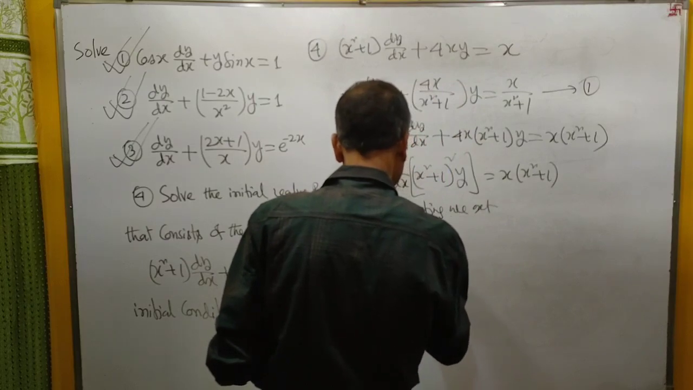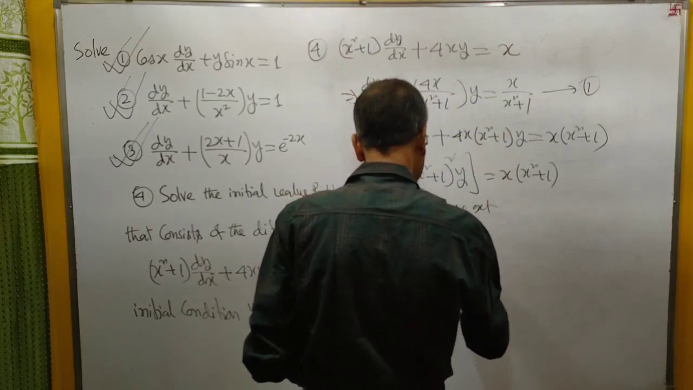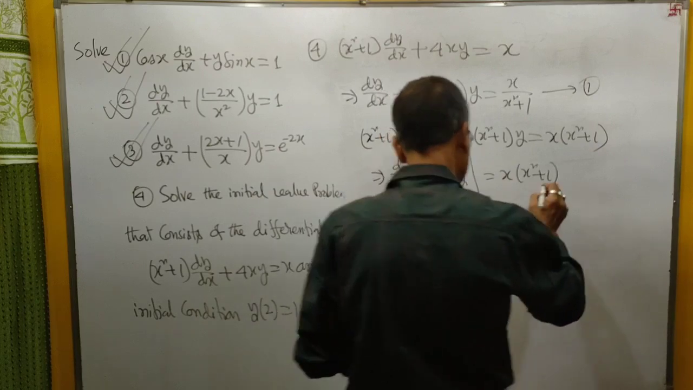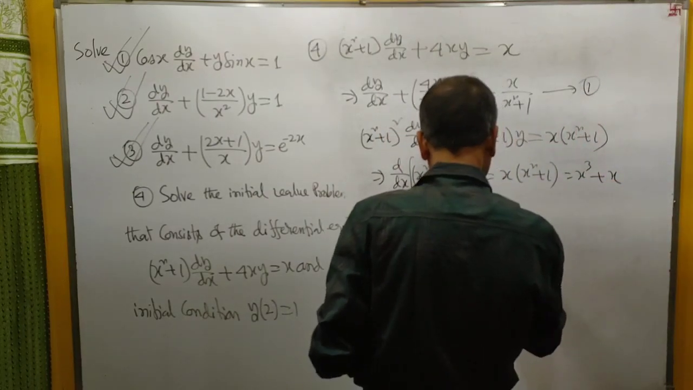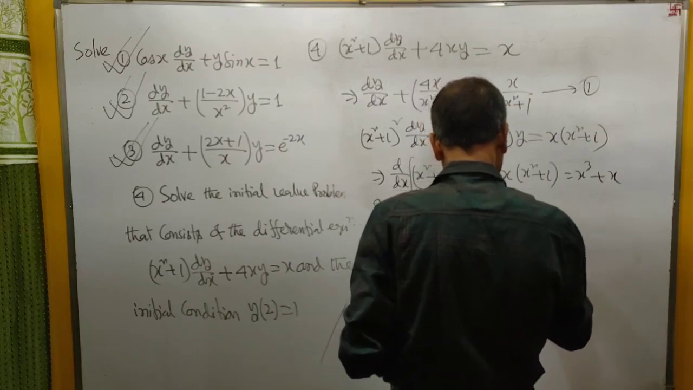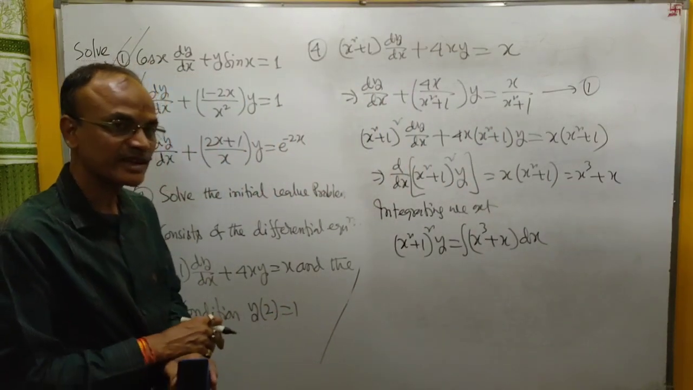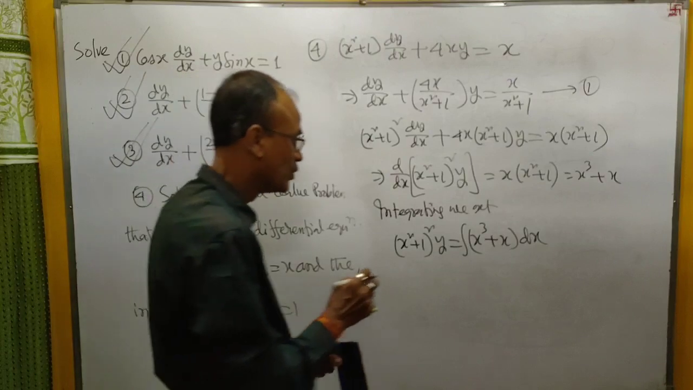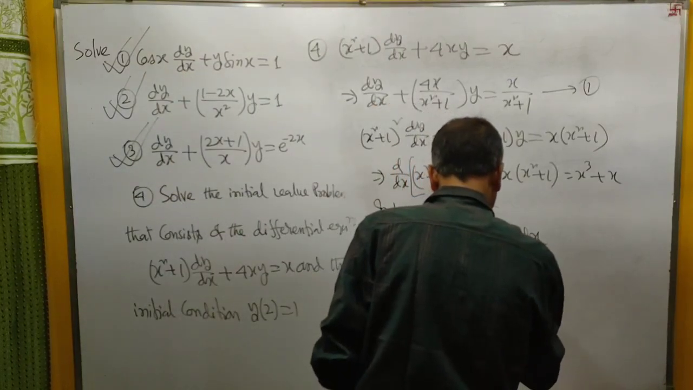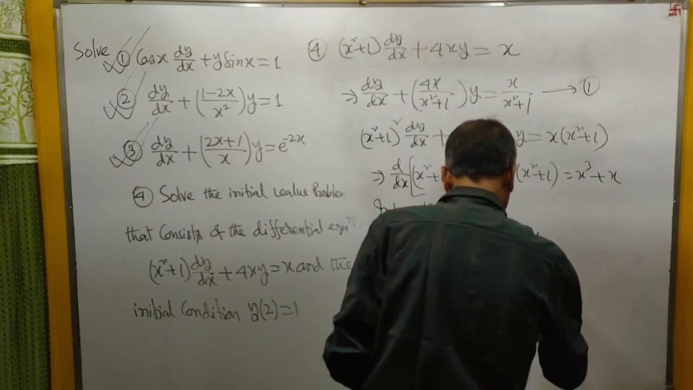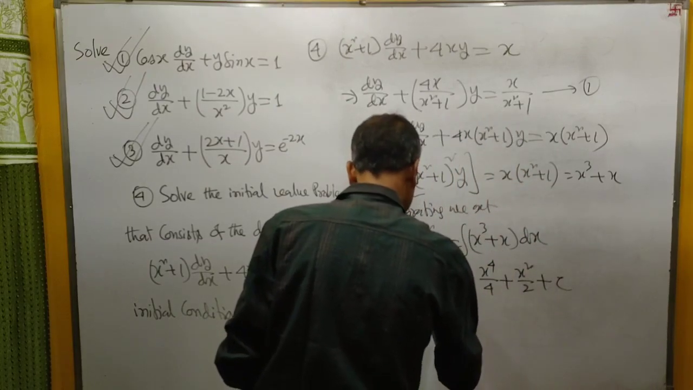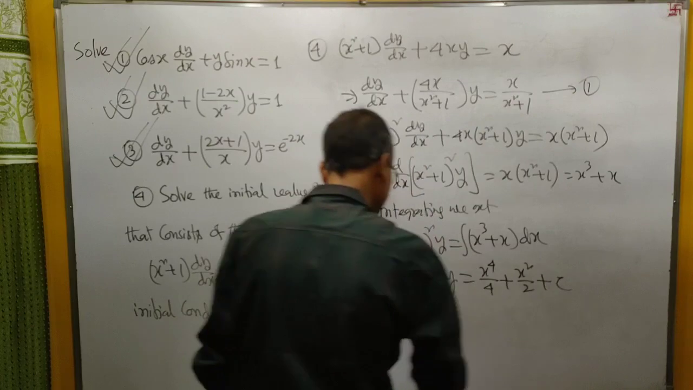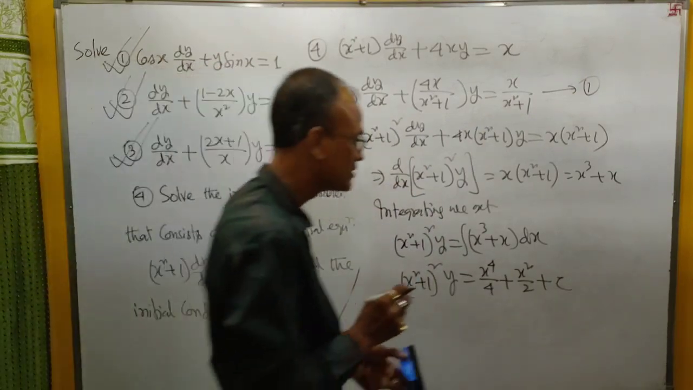x square plus 1 whole square y equals the integral of x cube plus x dx. Integrate x cube plus x dx, which is equal to x to the power 4 by 4 plus x square by 2 plus c. This will be number 2.